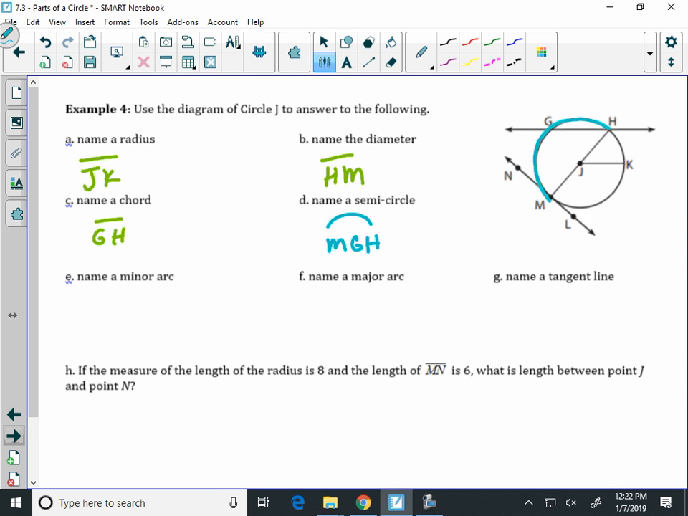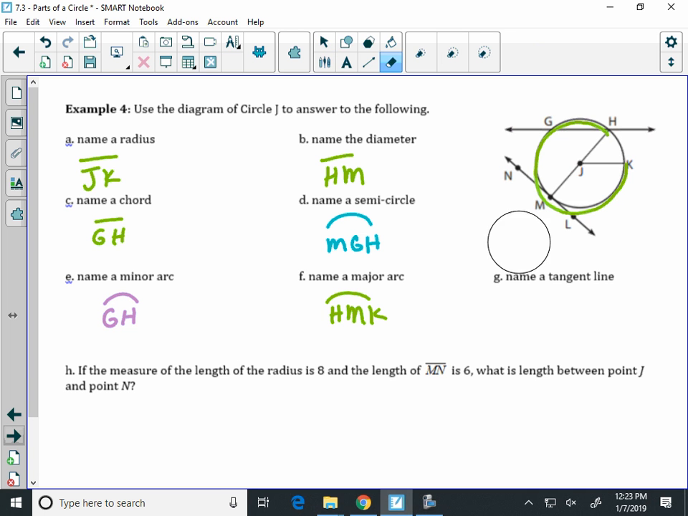Name a minor arc. Who can give me a minor arc? A little arc on this circle. GH. Just a little arc. GH. Good. And we use 2 points to name a minor arc. Who can name a major arc? Major. So H to M to K. That is a major arc.